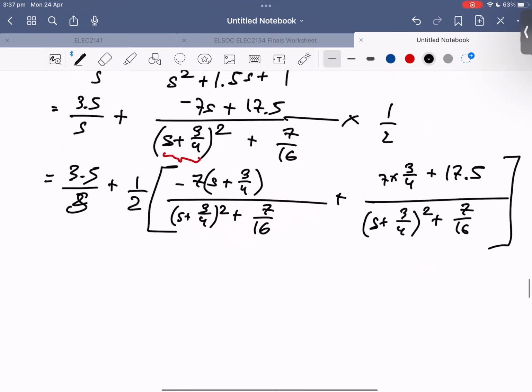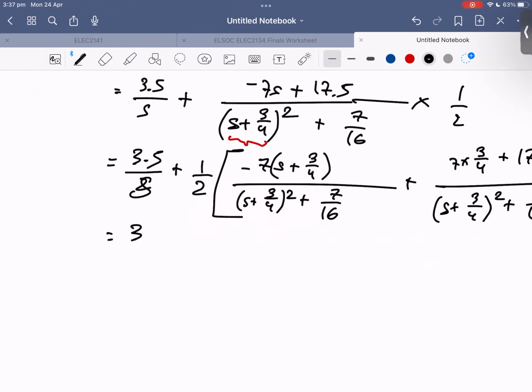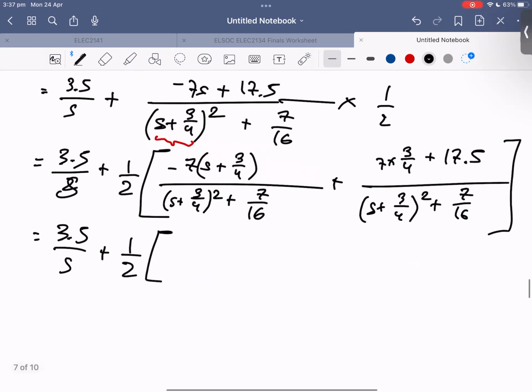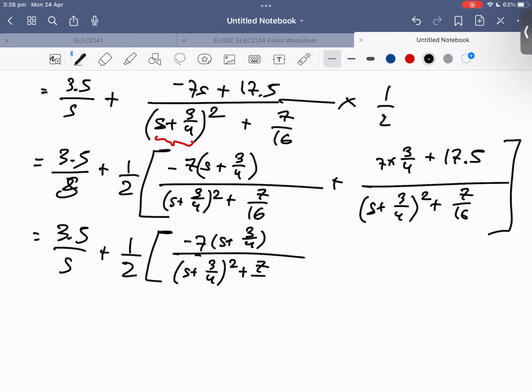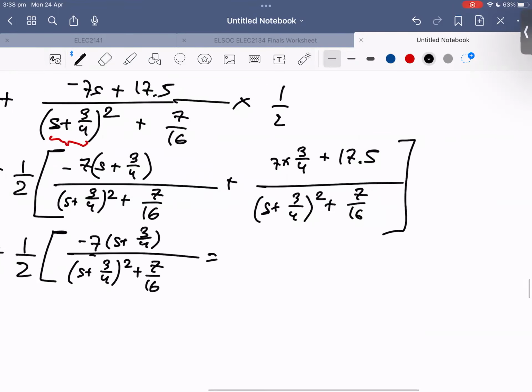And now I can write 3.5 on S plus a half. The left hand side I can leave already, because it's ready to be transformed into the time domain. And here on the right, I'm just going to add those two up. So 7 times 3/4 plus 17.5 is about 22.75. And then I've got the same thing on the bottom.